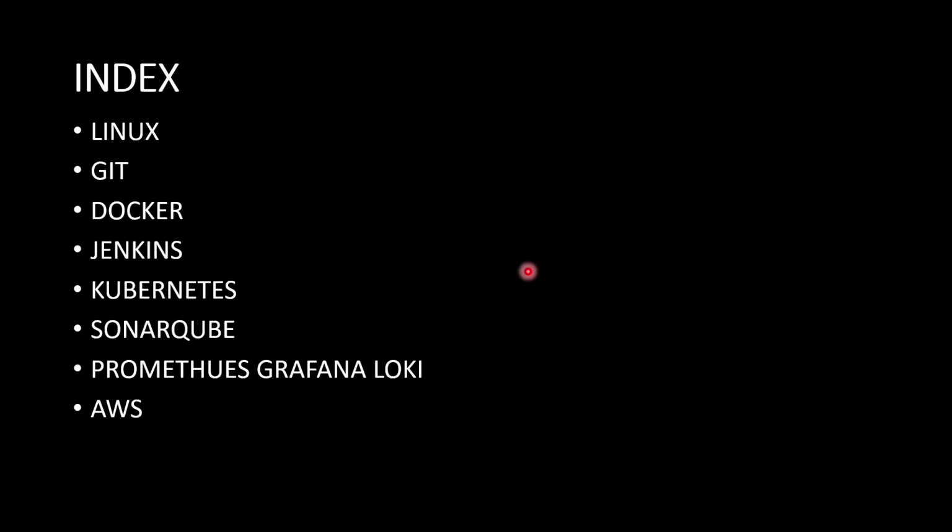In this video, we are going to cover questions on the following tools. We use Linux for hosting Kubernetes or installation of any packages. For source code management, we are using GitHub. For containerization, we are using Docker. For the continuous integration and continuous delivery process, we are using Jenkins. For orchestration, we are using Kubernetes. For code analysis, we are using SonarQube. For monitoring, we are using Prometheus, Grafana, and Loki. We are going to cover questions on these areas, and on AWS as well, where we provide all our infrastructure.